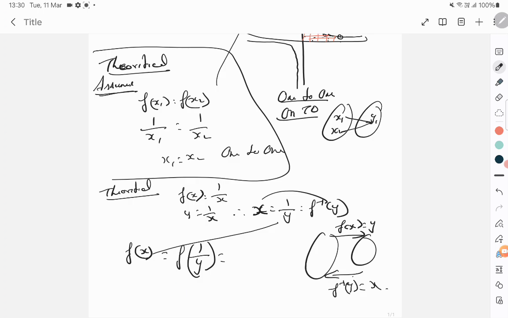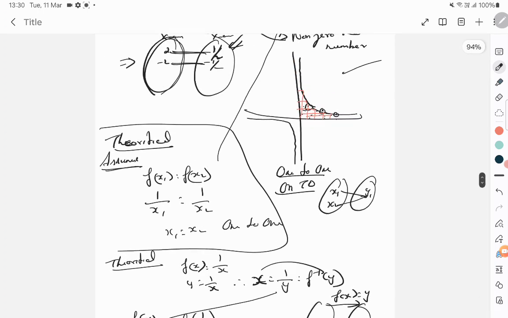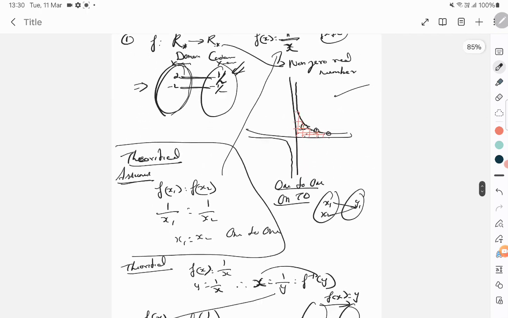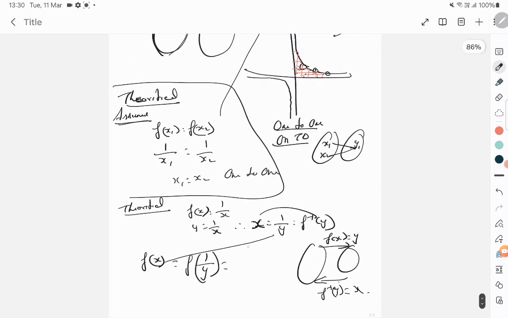And substitute this in the given function. What is the given function? 1 by x, right? The given function is 1 by x. So if f of x is equal to 1 by x, f of 1 by y will be 1 by 1 by y, and therefore the answer is y.